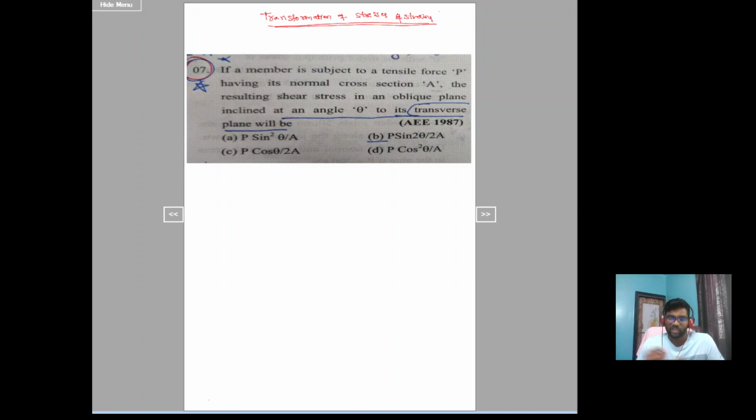So first I am going to start with the topic transformation of stresses and strains. Remaining, I will first complete every topic of strength of materials. After that I will choose another subject. So now I am going to start with transformation of stresses.